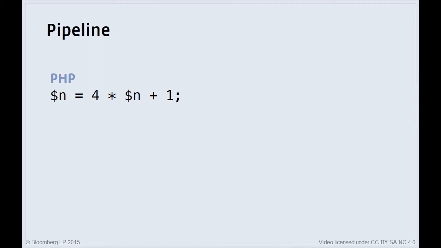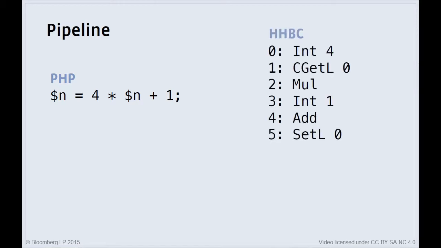So let's look at what the HHBC is for this line of code. This is what it looks like. There are 6 instructions. It's a stack-based language, so let's go through what's going on here. Instruction 0 is Int 4. This pushes the integer 4 onto the stack, which we're going to need because we're multiplying by 4. Instruction 1 is CGetL0, which stands for cell get local 0. The cell part isn't particularly important, but get local 0. The name $n has been erased, but $n is the first local, so it's going to be local 0. And so CGetL0 is going to reach into whatever data store locals are in and push the value of that onto the stack.